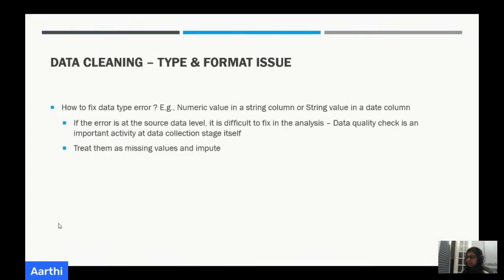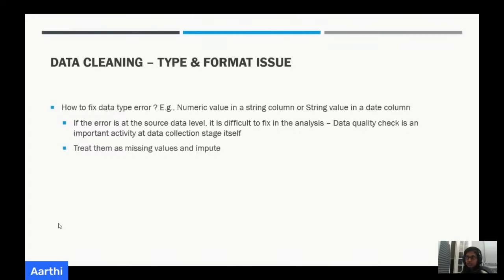So how to fix data type errors? For example, a numerical value in a string column or a string value in a date column. If this error is at the source data level, it is difficult to fix because you need to go back and correct it at the source system from where you're extracting. Data quality checks at the data collection stage itself are important. For example, if you are setting up a form to collect your data, you can put data validation checks. Most of the time you would have seen, if you have to enter your OTP on a banking website, it will automatically show only the numeric keyboard on your mobile phone instead of a QWERTY keyboard, right? Like that, you can fix the data quality at the source stage itself.